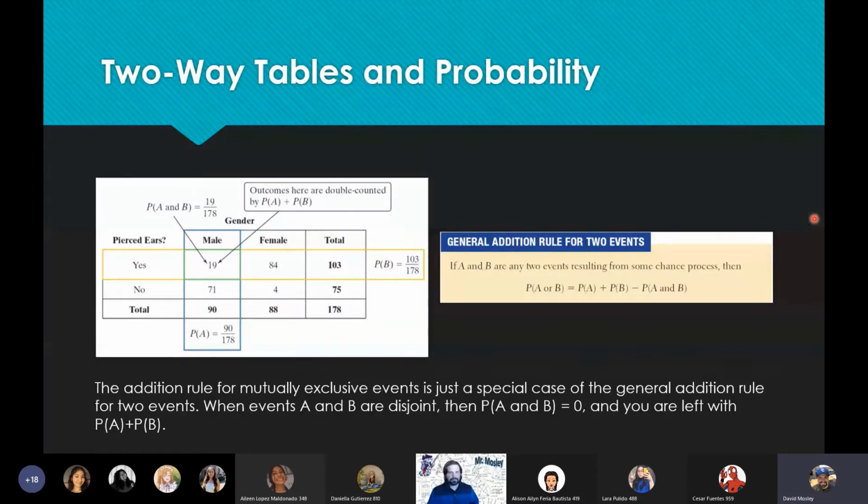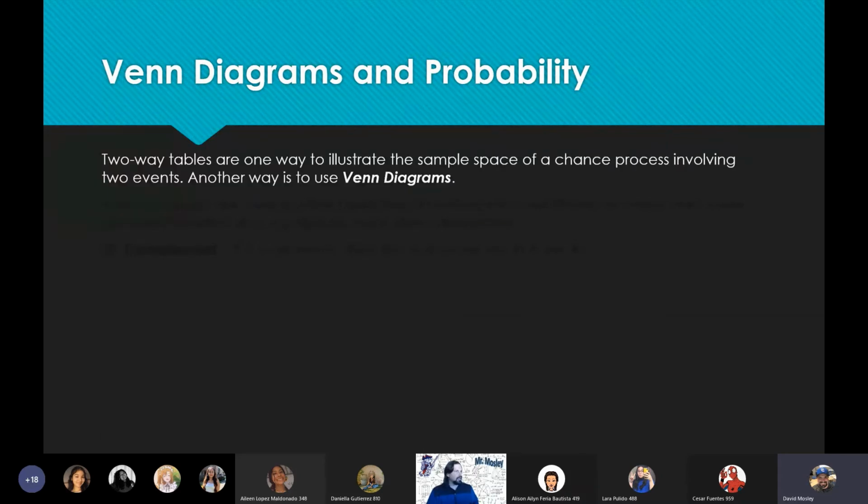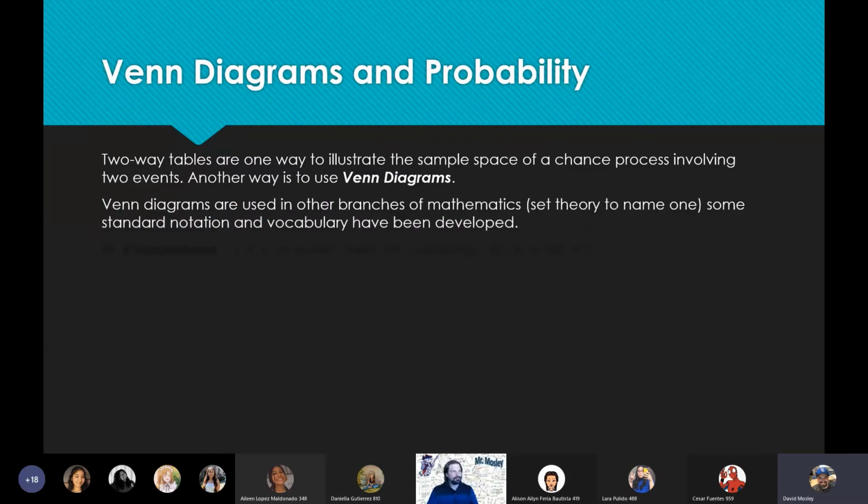Alrighty. So next, this moves us to Venn diagrams, which is what I tried to draw the other morning, and I failed miserably. But we're going to look at better examples. Two-way tables are one way to illustrate the sample space of a chance process involving two events. Another way is to use a Venn diagram. Venn diagrams are used in other branches of mathematics, set theory to name one. Some standard notation and vocabulary have been developed.